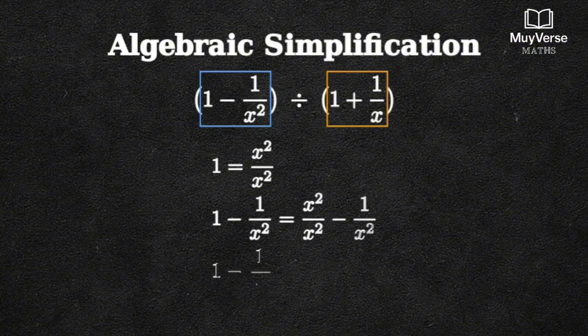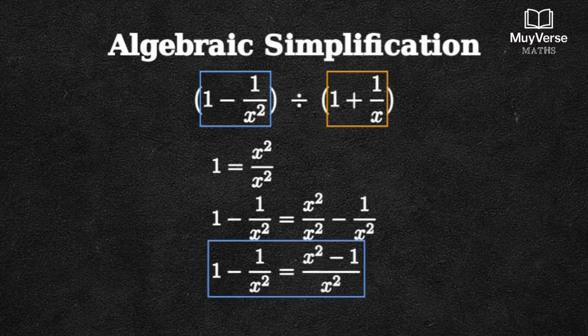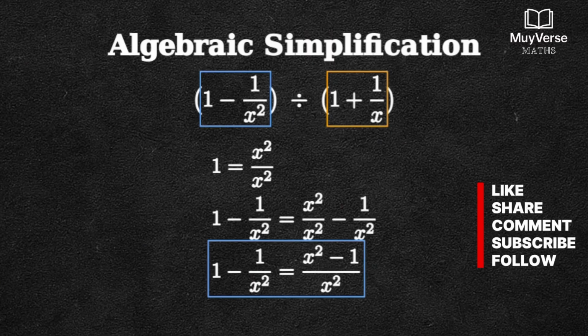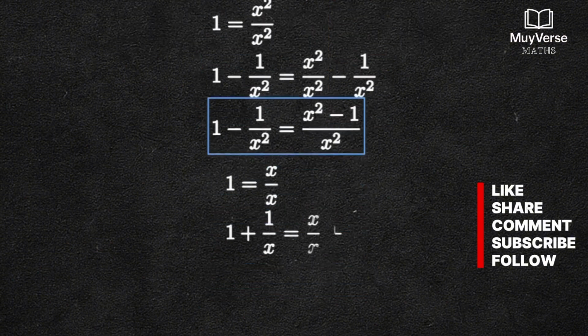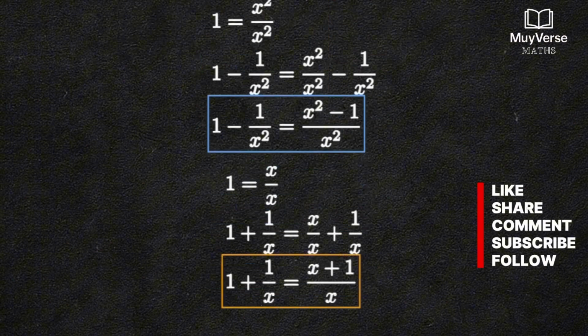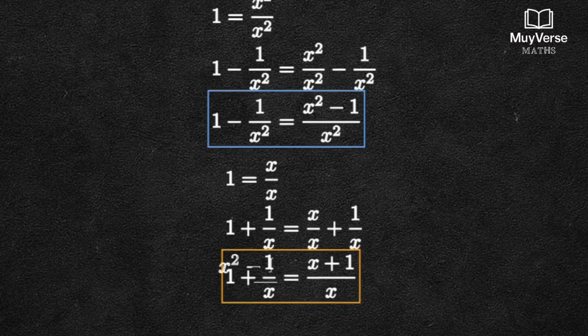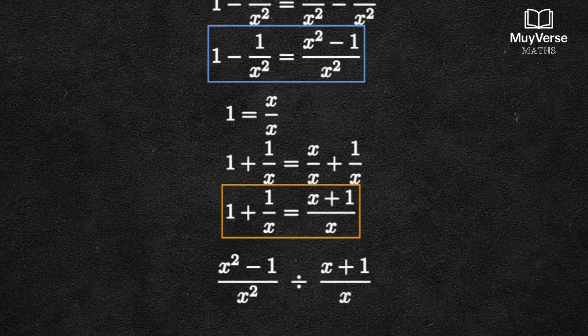For the left part, 1 is x squared over x squared, so 1 minus 1 over x squared becomes x squared over x squared minus 1 over x squared, which is (x squared minus 1) over x squared. For the right part, 1 is x over x, so 1 plus 1 over x becomes x over x plus 1 over x, which is (x plus 1) over x. Now the original expression becomes the fraction (x squared minus 1) over x squared, divided by the fraction (x plus 1) over x.